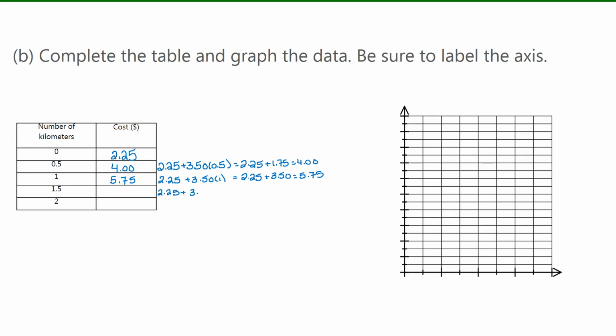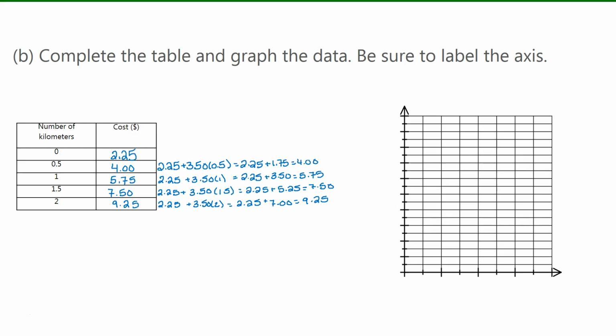For 1.5 kilometers, we can use a calculator to see what 3.5 times 1.5 is, which is 5.25, for a total of 7.50. And for 2 kilometers, we'll have 2.25 plus 7, which gives us 9.25.